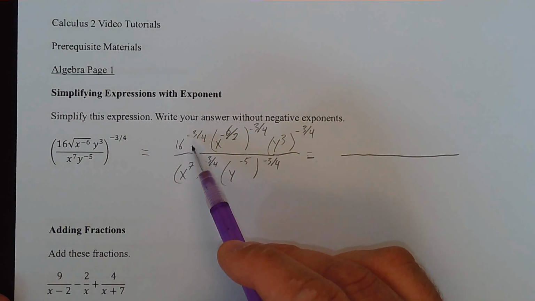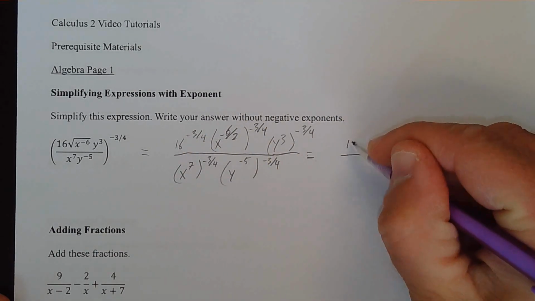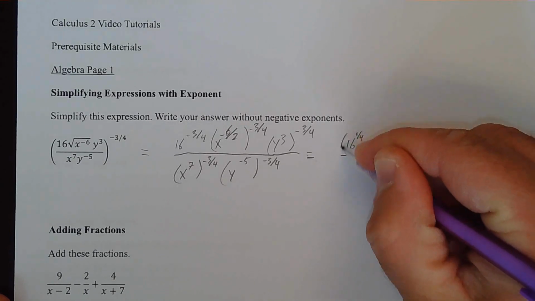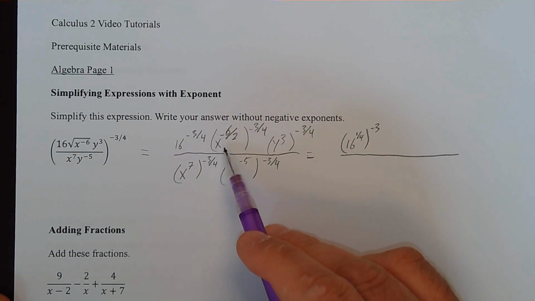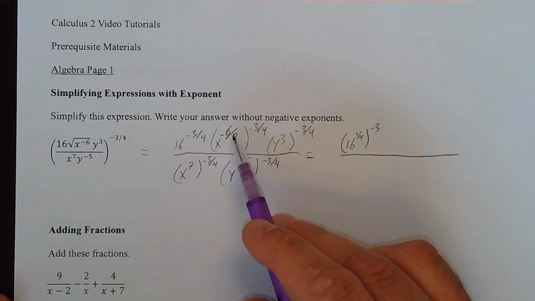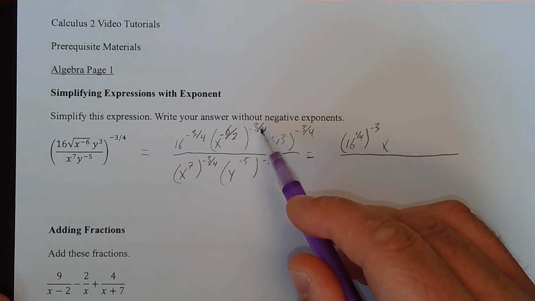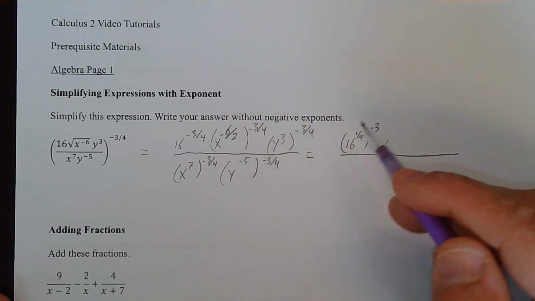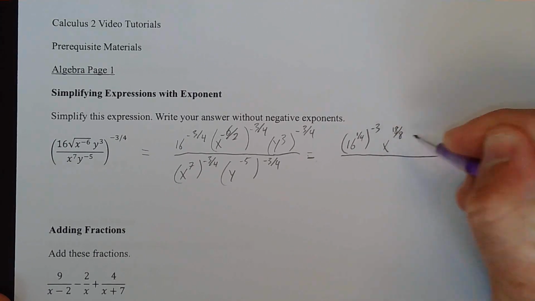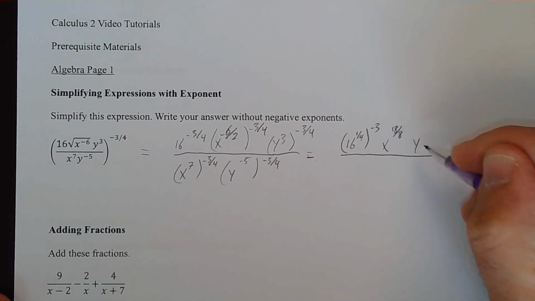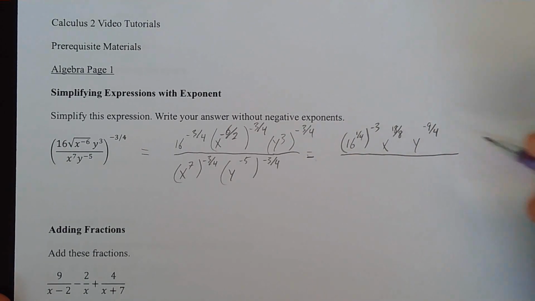16 to the negative 3/4, well, that's like 16 to the 1/4 raised to the negative 3. Let's see, this is x. If I multiply these together, I have negative 6 times negative 3 is positive 18 over 2 times 4 is 8, so 18 over 8. And y to the 3 times negative 3/4 is negative 9/4.